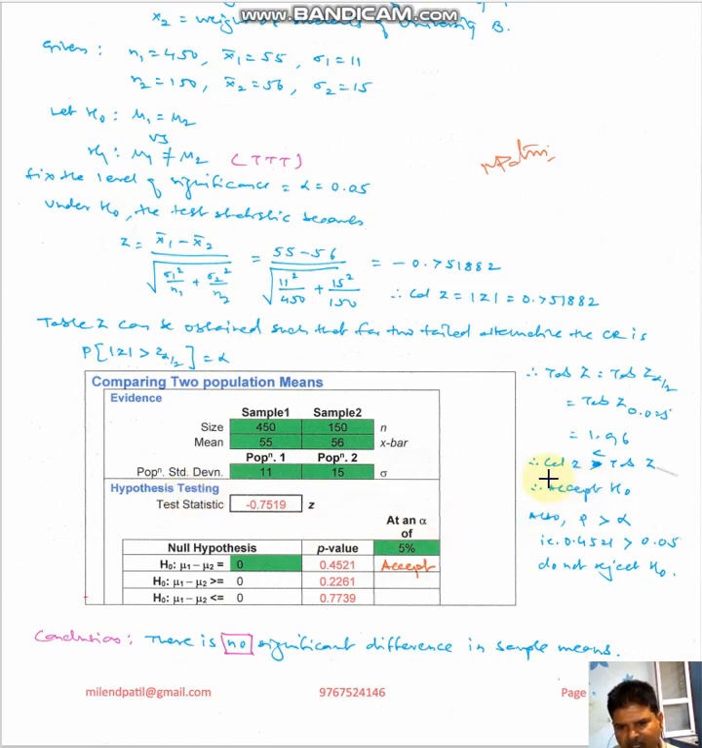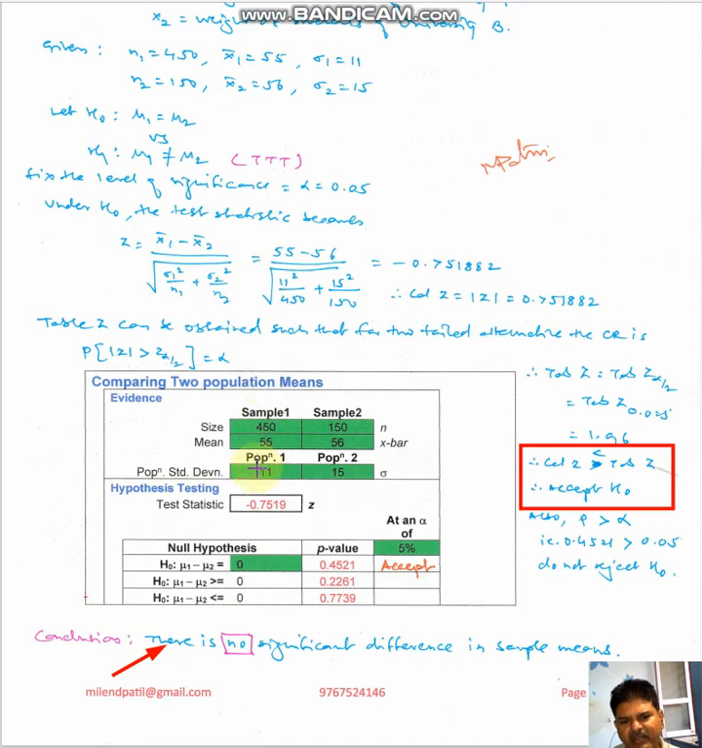So what are we getting in this case? If you compare the calculated value of Z and the table value of Z, the calculated value of Z is 0.75, and the table value of Z is 1.96. So calculated Z is less than table Z, accept H0. Accept H0 means there is no significant difference in sample means. Both the sample means are somewhat the same.